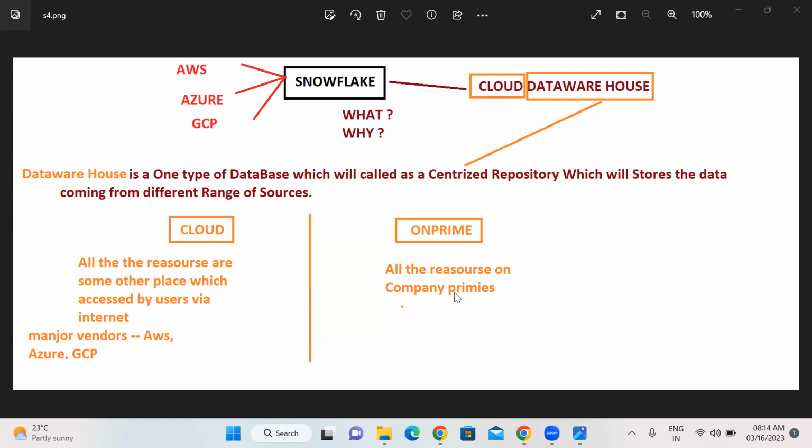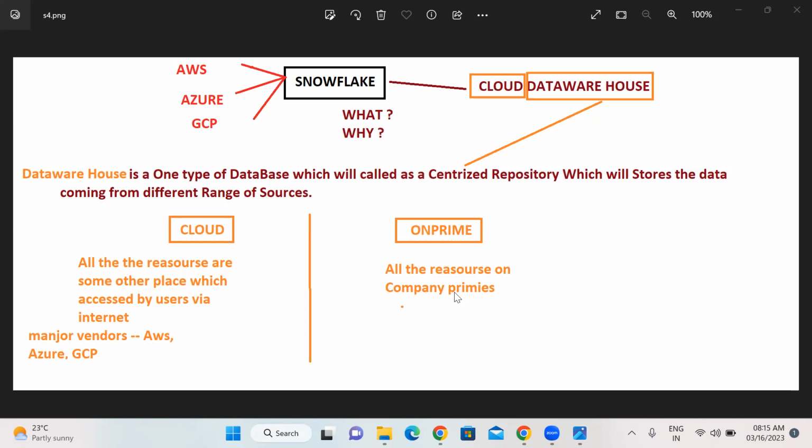Simply put, a data warehouse is one type of database, which we call a centralized repository, which stores the data coming from a different range of sources. So a data warehouse is also called a database, but we can call it a centralized repository. Why do we call it a centralized repository? Because we are storing a huge bulk of data coming from different sources. That's the main point.